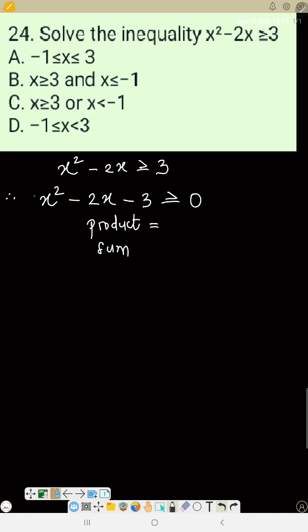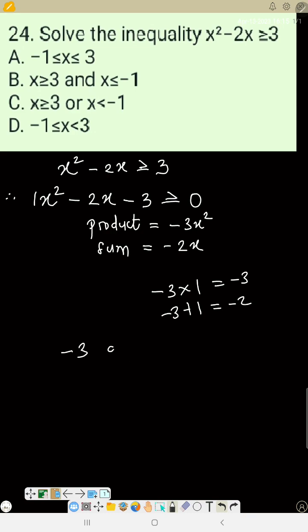So the product is multiply the first one, x squared, times the last. So that will be minus 3x squared. While the middle one is the sum. That is minus 2x. What are the two numbers you can multiply that will give you minus 3? If you add, you get minus 2. So say minus 3 times 1 gives you minus 3. Minus 3 plus 1 will give us minus 2. So the two numbers are minus 3 and 1. So the factors will just be x minus 3 and also x plus 1.